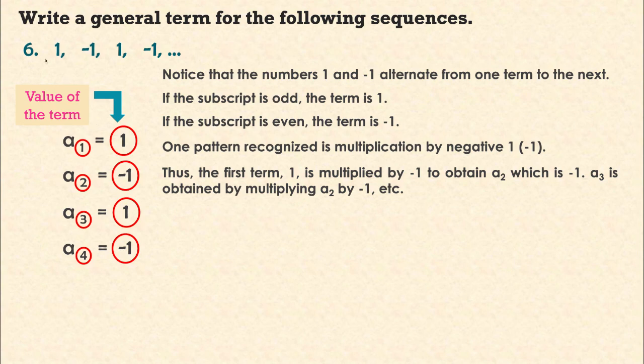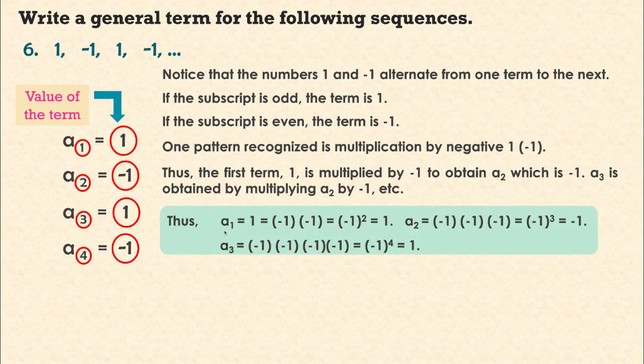Thus, the first term is 1. If you multiply this by negative 1, you get negative 1 to obtain the second term, which is a sub 2. If you multiply this a sub 2, the second term, by negative 1, you will get positive 1. Multiply this again by negative 1, you will get negative 1. And the process continues.